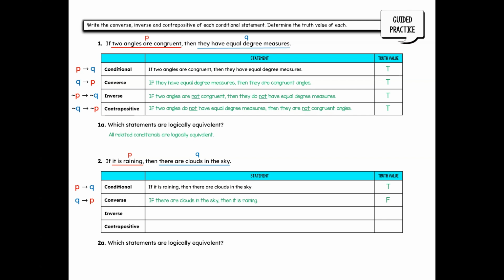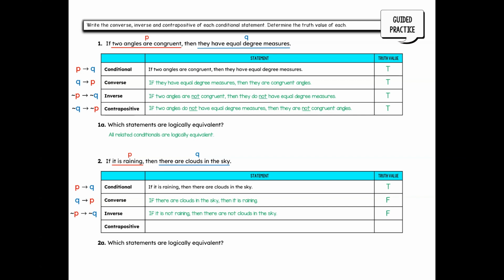Now let's move back to the inverse. The inverse, I'm going back to the same order. If P, then Q, but I'm going to negate P and negate Q. How do I do that? What do you think that would look like? If it is not raining, then there are not clouds in the sky. Again, could there be clouds in the sky and it not be raining? Yes, so this statement is false.